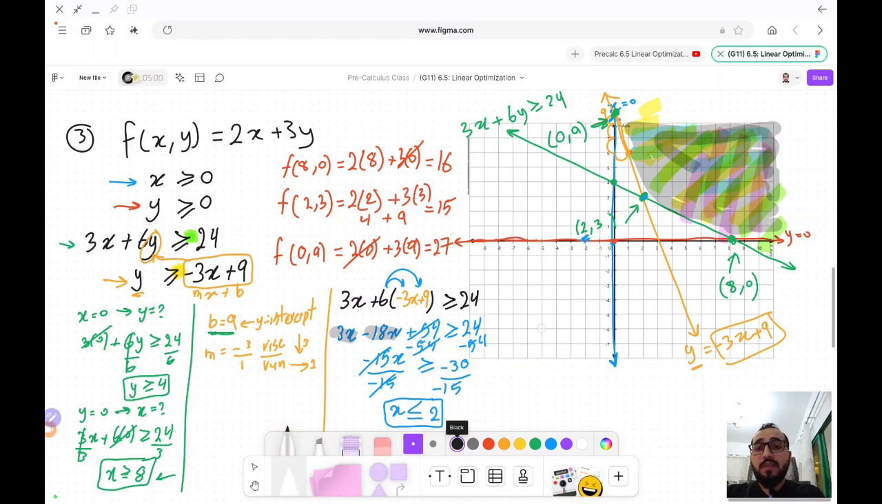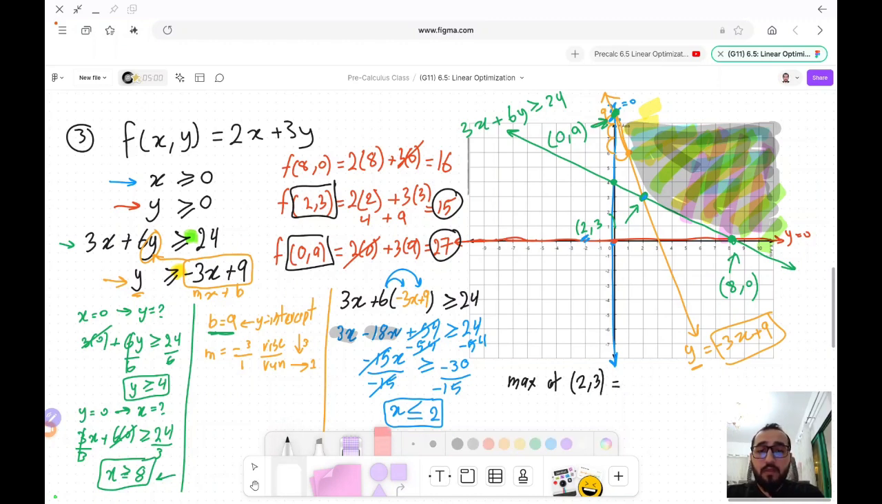Now, what is the maximum? You know that the maximum is 27 at the point (0, 9). The minimum is 15, which is at the point (2, 3). So you can say the maximum at (0, 9) is equal to 27, and the minimum at (2, 3) is equal to 15.